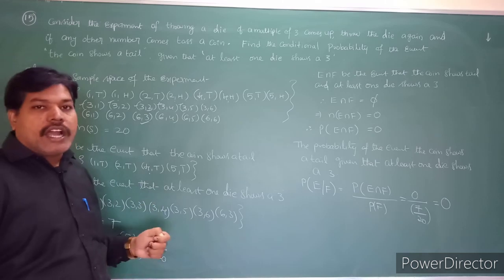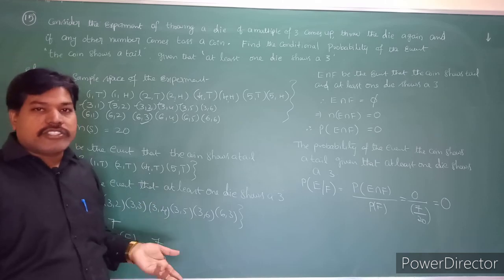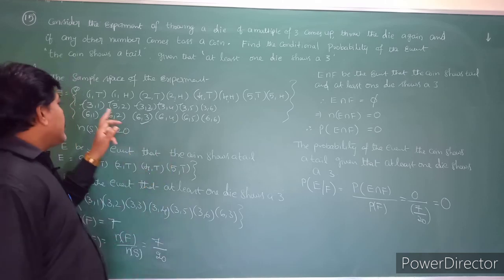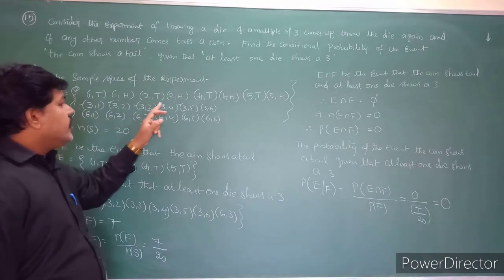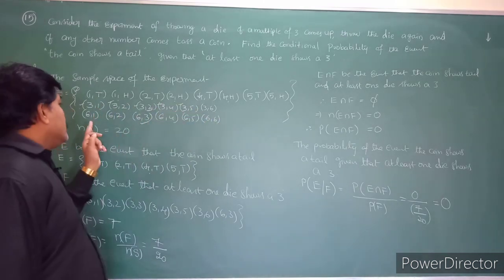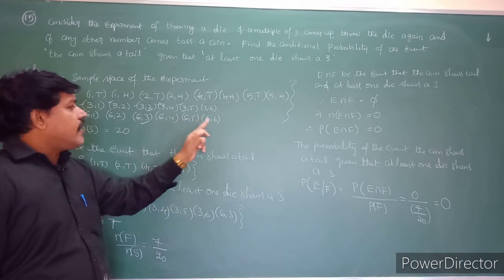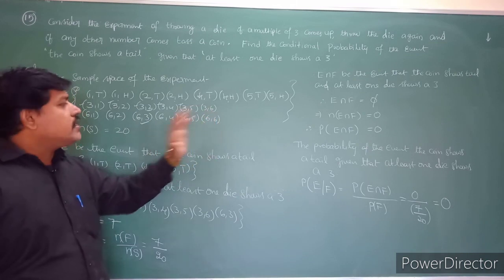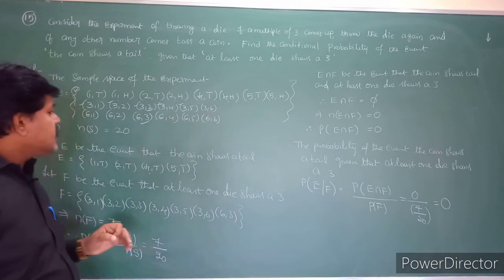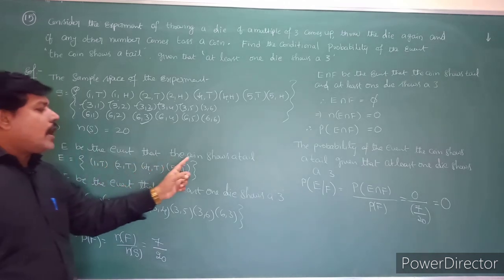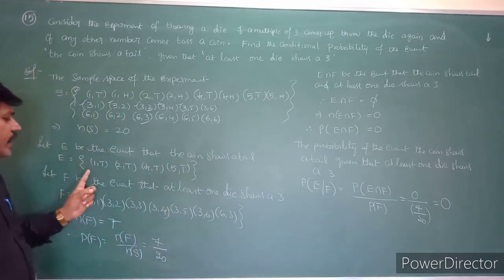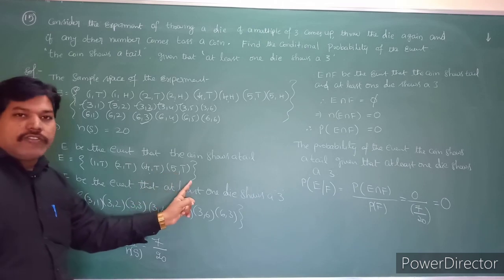If you are getting multiples of 3, that means 3 or 6, you have to roll the die. So in that case, we get 3,1; 3,2; 3,3; 3,4; 3,5; 3,6. Similarly 6,1; 6,2; 6,3; 6,4; 6,5 and 6,6. So in this case, what is E? E is the event that the coin shows a tail. So the coin shows a tail is nothing but 1T, 2T, 4T and 5T.